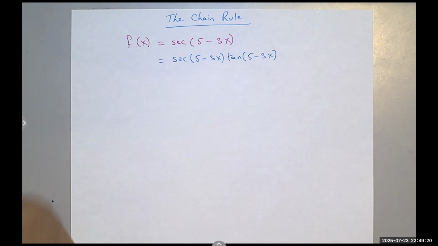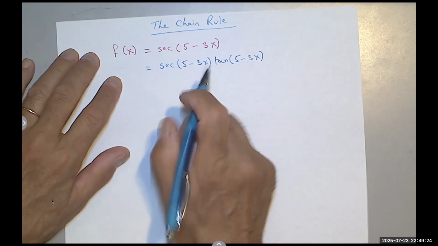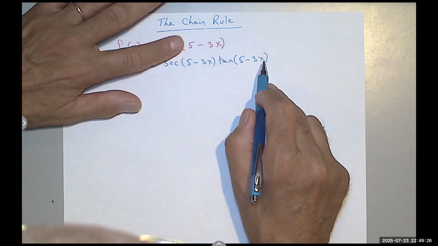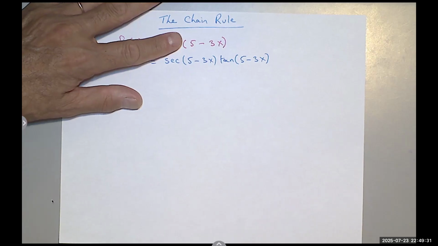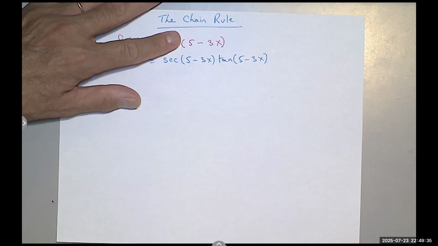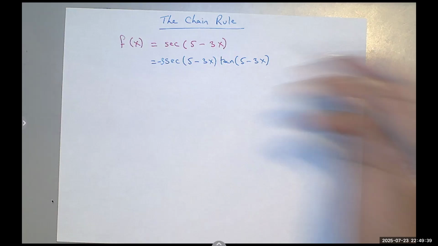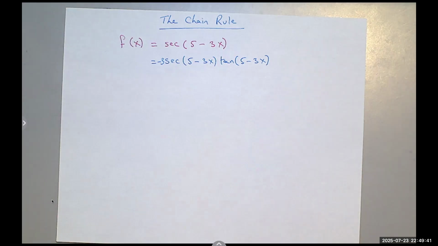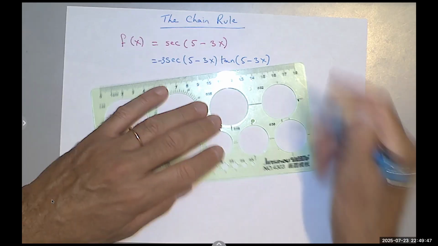But what's inside is not x. So you step inside. So now we got done with the secant, as if the secant didn't exist. And I'm telling you, take the derivative of 5 minus 3x. You say derivative of 5 is 0. It's a constant. And the derivative of negative 3x is negative 3. So just multiply that by negative 3 and you're done. Very simple, right?